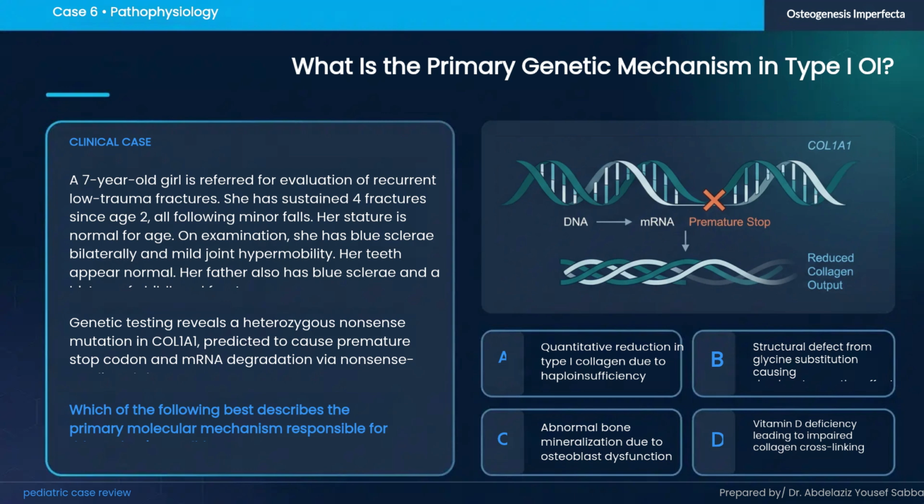Genetic testing reveals a heterozygous nonsense mutation in COL1A1, predicted to cause premature stop codon and messenger RNA degradation by nonsense-mediated decay. Which of the following best describes the primary molecular mechanism responsible for this patient's condition? Option A, quantitative reduction in type 1 collagen due to haploinsufficiency. Option B, structural defect from glycine substitution causing dominant negative effect. Option C, abnormal bone mineralization due to osteoblast dysfunction. Option D, vitamin D deficiency leading to impaired collagen cross-linking.